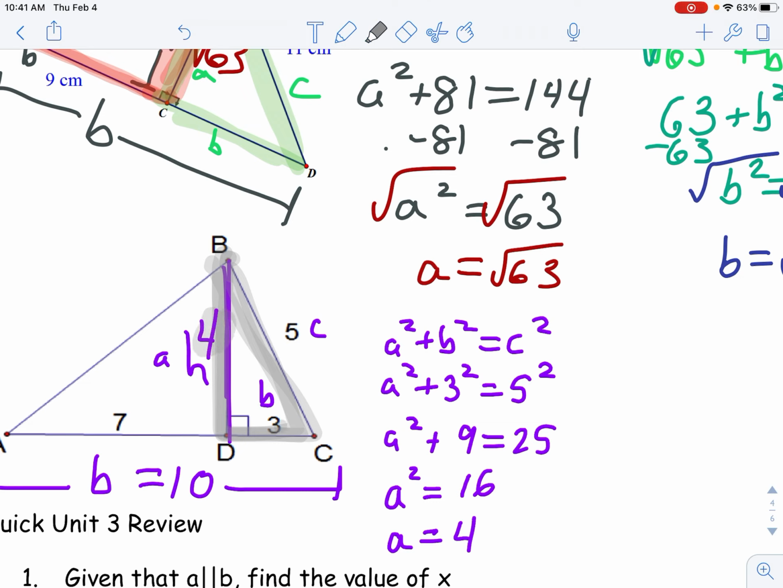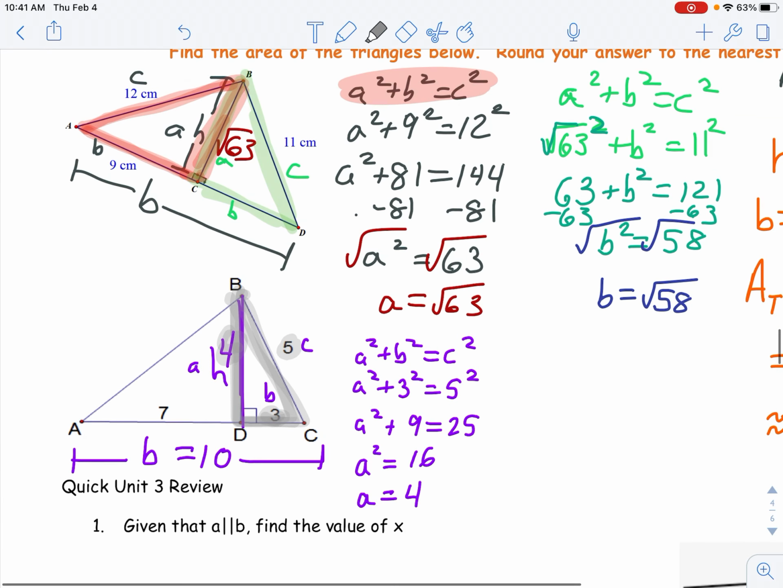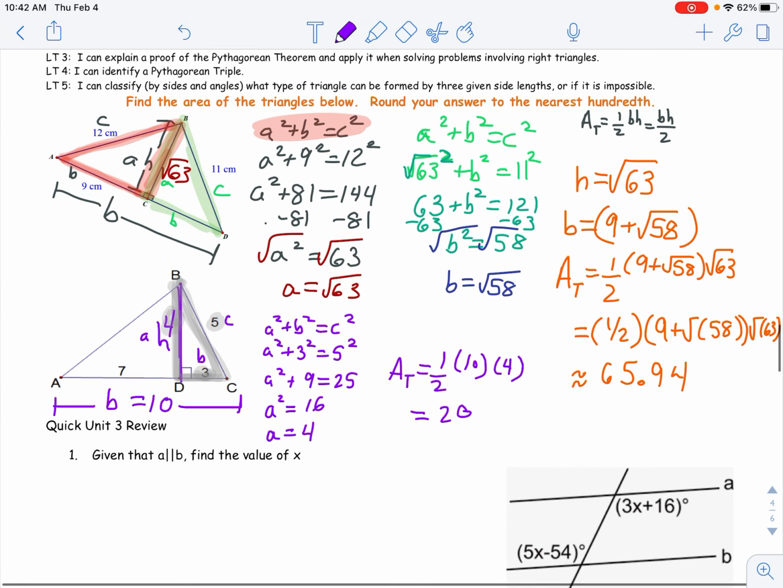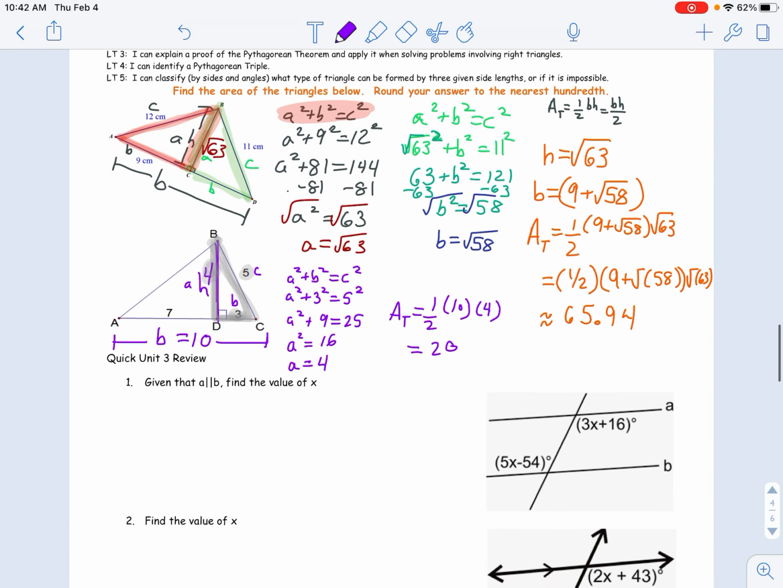The base in this triangle, we have 3, 4, and 5. Pythagorean triple, 3 whole numbers that satisfy it. But nonetheless, the height's 4, the base is 10. So the area of this triangle, 1/2 base times height, significantly easier. It's going to be 20. All right. So that's it for Pythagorean theorem.